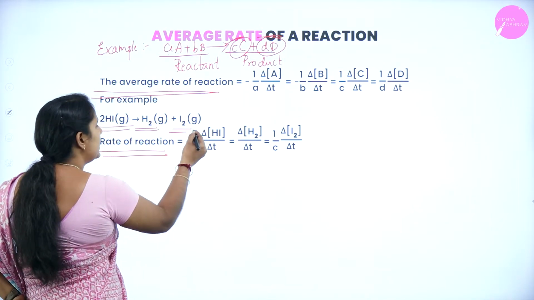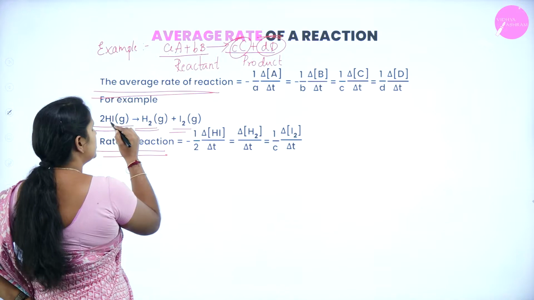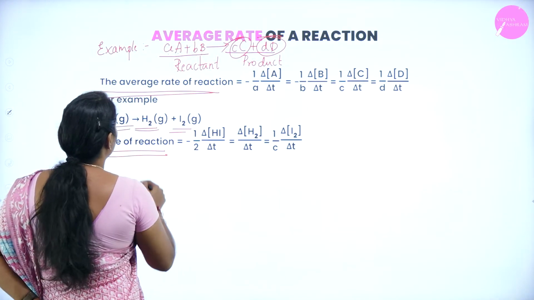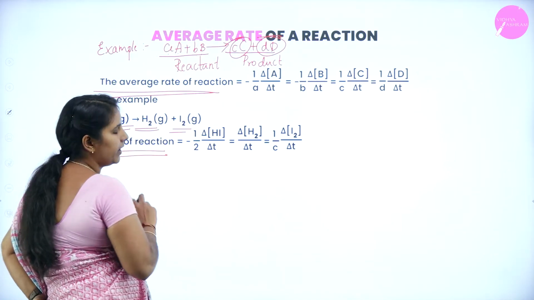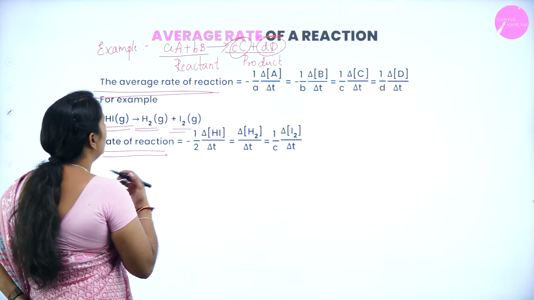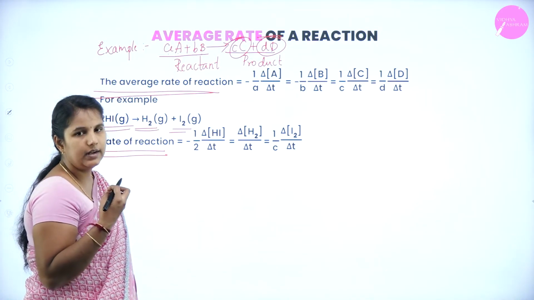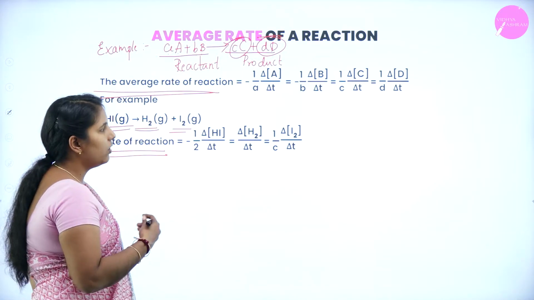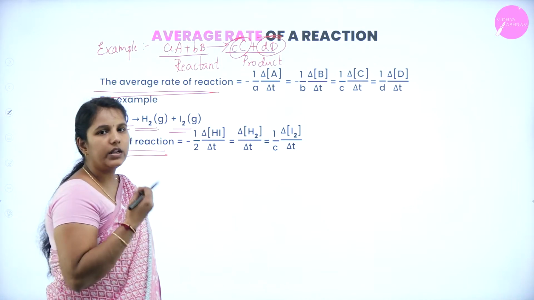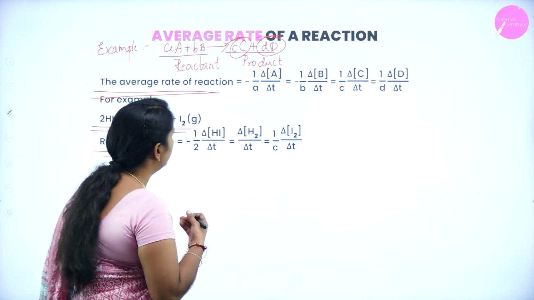So it is minus 1 by 2 delta concentration of HI divided by delta t, which is equal to delta concentration of H2 divided by delta t, which is also equal to delta concentration of I2 divided by delta t. Okay, this is how we can easily understand how to write the average rate of the reaction. Hope you all understood now.